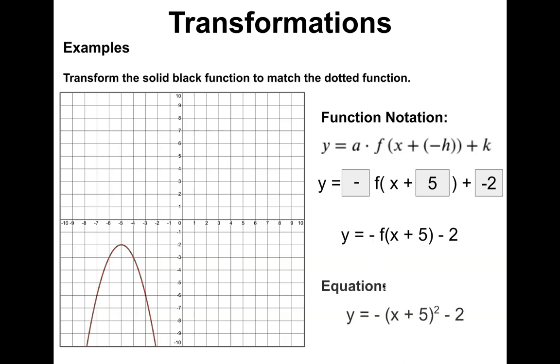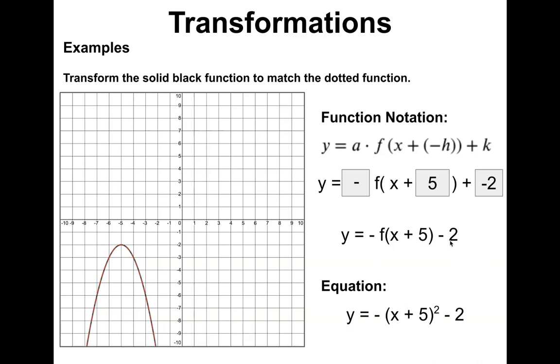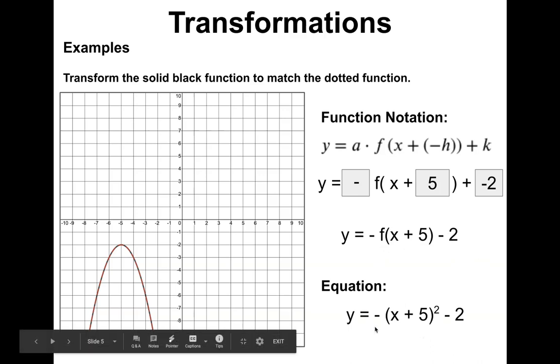We can actually write the equation of this function because we know this graph is quadratic. We can take our function notation and turn it into our quadratic equation. We have our negative a, we have our +5 for our horizontal movement, and we have our k for our vertical movement.